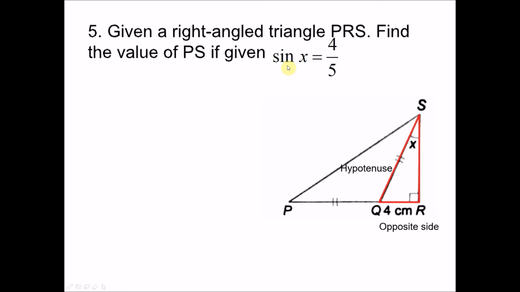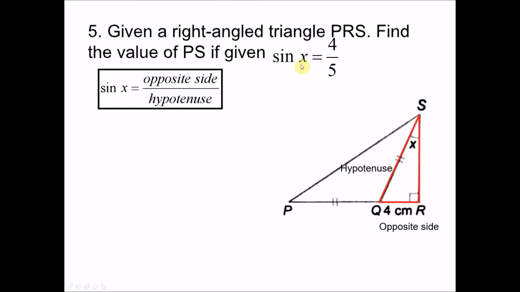Now we look at the formula again. Since sine x is given here, we try to use this formula first. Sine x equals opposite side over hypotenuse. So opposite side here is this, which is 4. Hypotenuse is this side, which is QS. So we can rewrite this as sine x equals 4 over QS. And since sine x is given as 4 over 5, 4 over 5 equals 4 over QS. Move the QS here, it becomes 4 over 5 times QS equals 4.